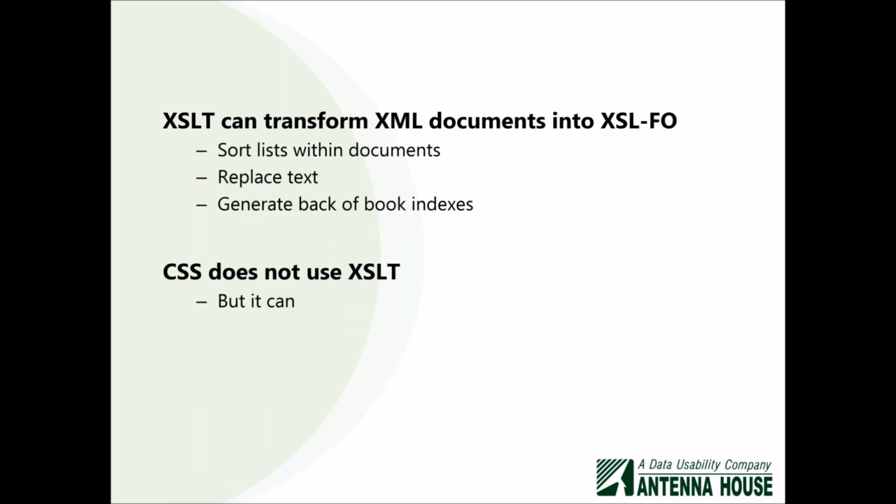So with XSLT, you can transform XML documents into FO. You can also sort lists within the documents, replace text, generate back of the book indexes. This is all done at the XSLT phase. Also, using XSLT, you can produce web pages from XML. Web pages out of XSL-FO is not a capability, but XSLT, that transformation tool, can certainly produce web output.